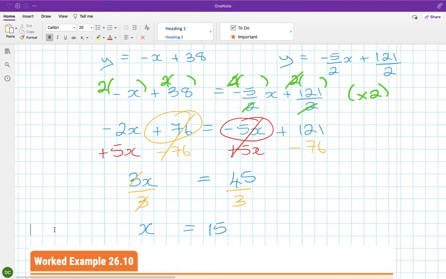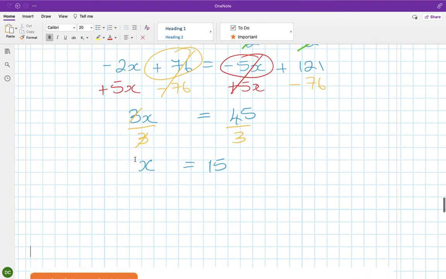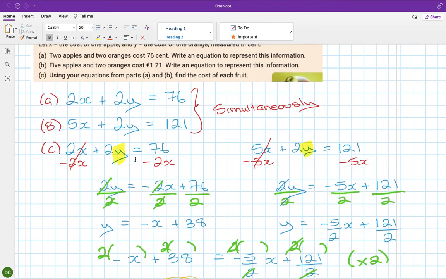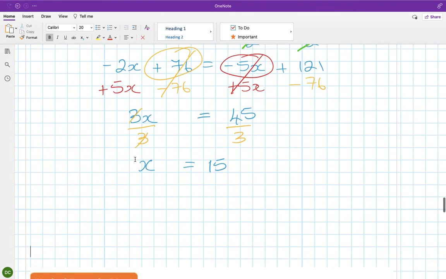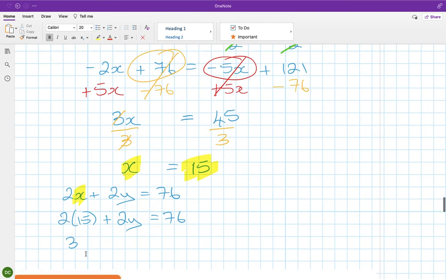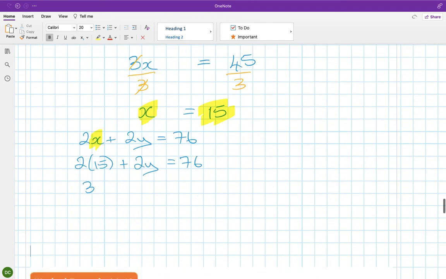Okay, and then I need to sub back into the first equation. 2x plus 2y equals 76. And I'm going to make the x equal to 15. So it becomes 2 times 15 plus 2y equals 76, which is 30 plus 2y equals 76. Really didn't leave myself enough room for this one.